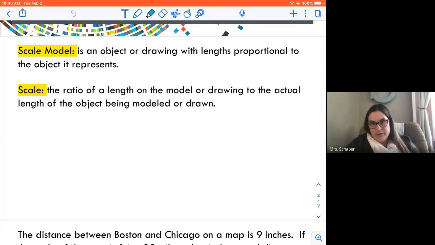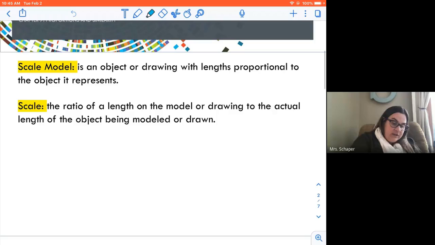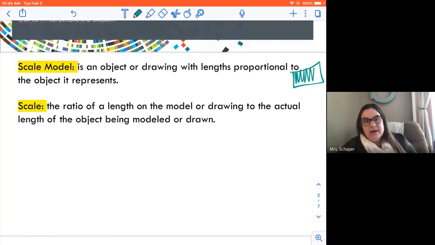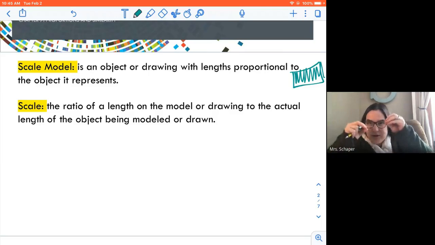One thing I realized right now is I did not actually put my note card here, so we're going to throw a note card here. I want this on your note card. The scale model is an object or drawing with lengths proportional. Think of blueprints, model cars, model airplanes, little Christmas villages if your family puts those up, little toys like Shopkins. They're all little scale models, right? And then scale is the ratio of a length of the model to the actual. It's the model to the actual.